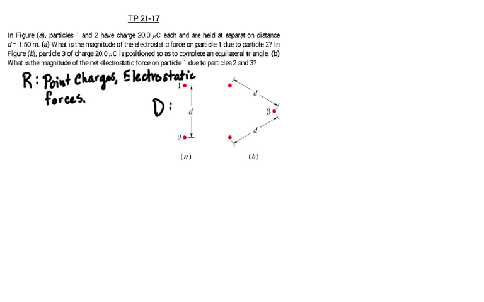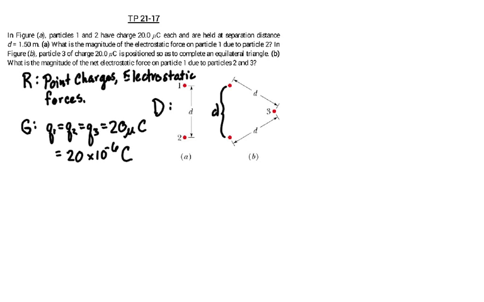Next we have our draw step. It's pretty well lined out for us. For part B, in figure B, we have three particles in an equilateral triangle formation. So this distance right here still applies from figure A. That's a distance D as well. As we get into our givens, we have charge 1, which is equal to charge 2, which is equal to charge 3, which is equal to 20 microcoulombs.